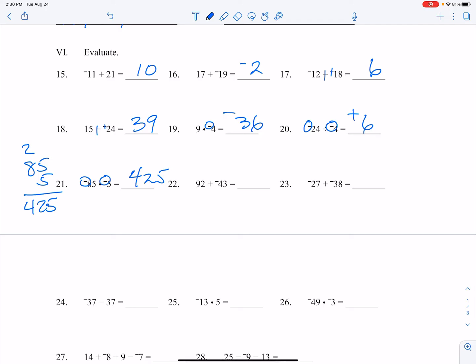Okay, now we go back to the addition and subtraction rules, going all over them again. So 92 plus negative 43, we subtract, and you end up with 49. Number 23, you got negative 27 and negative 38. Our signs are alike, so you add, you get negative 65.